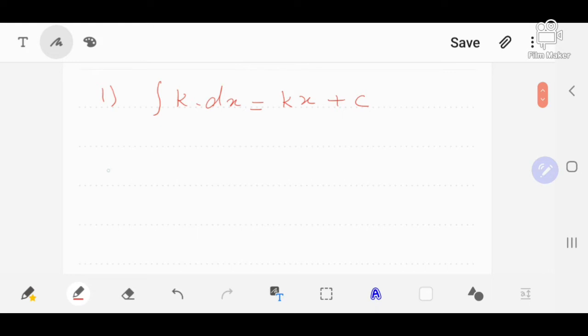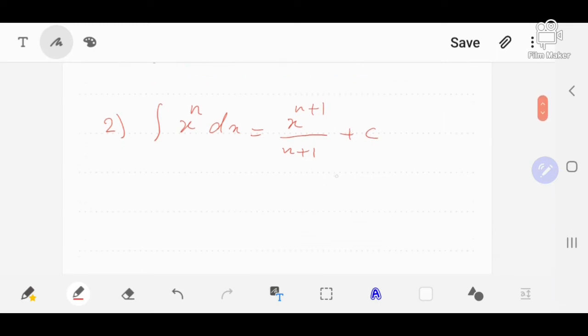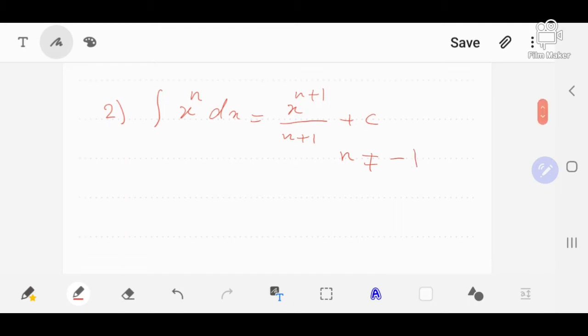And the second one was the integration of x to the power of n with respect to x. This will always be x to the power of n plus 1 over the new power n plus 1, plus c, with an important note here: n should not be equal to negative 1. This rule works for any power except for negative 1.